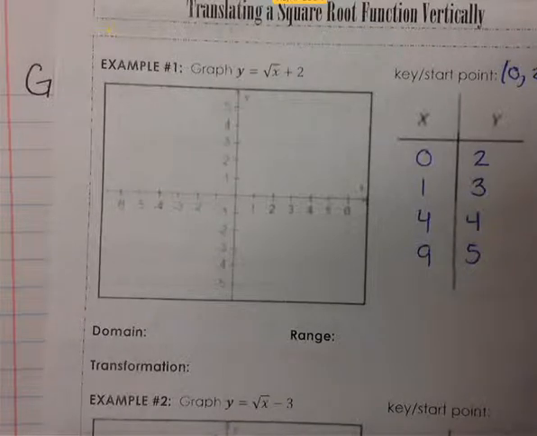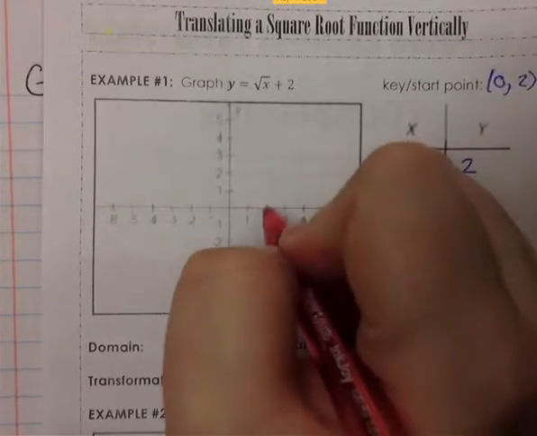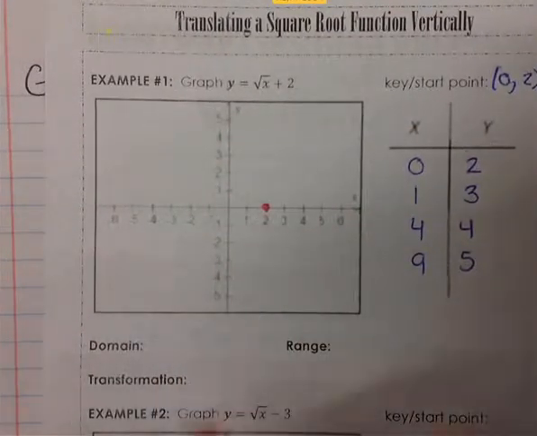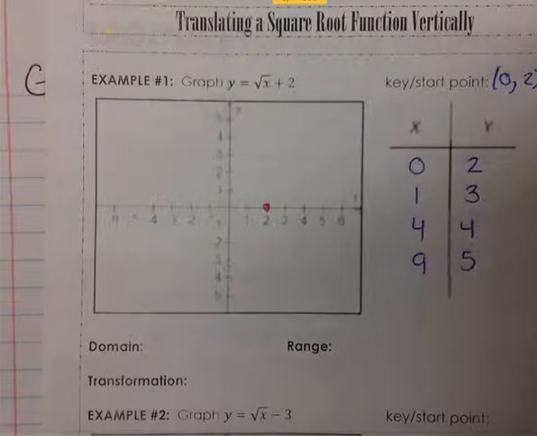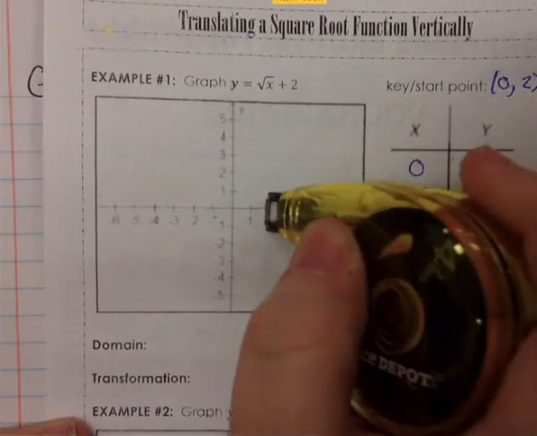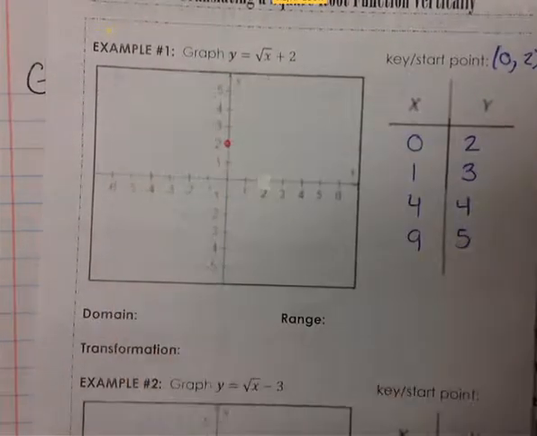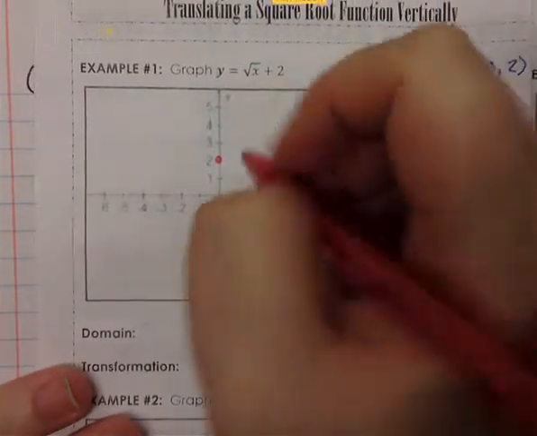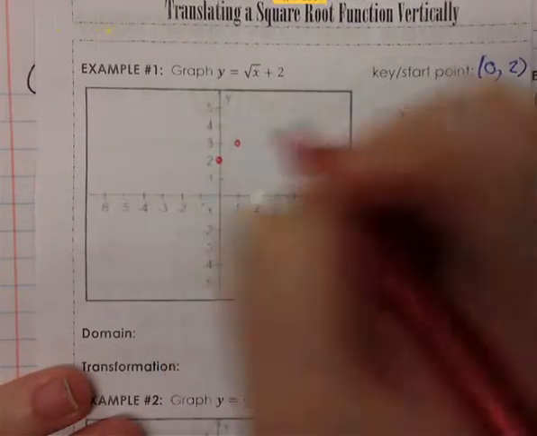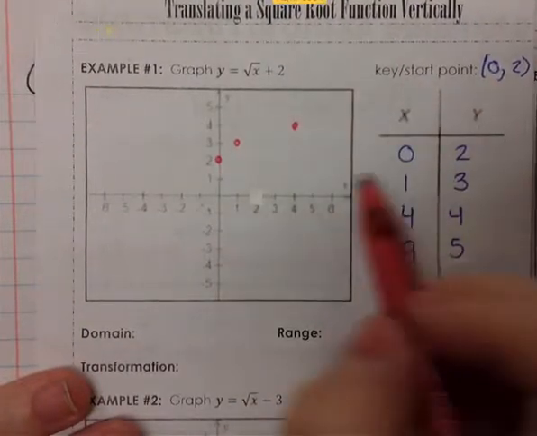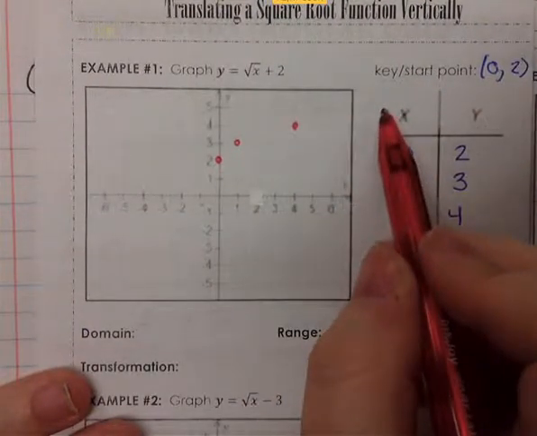So if we were to graph this, 0, 2 is our first coordinate. We have our x and our y, and we have our scale. 0, 2 is not located there. I apologize. I will erase that. That was 2, 0. My apologies. 0, 2 is up here. And then the next coordinate is 1, 3. Next coordinate would be 4, 4. And then it would go to 9, 5, somewhere over here.